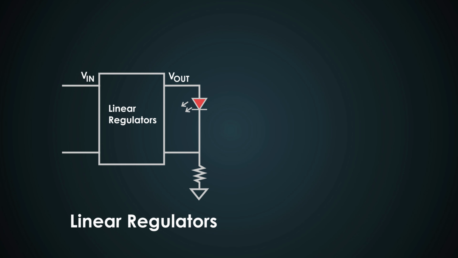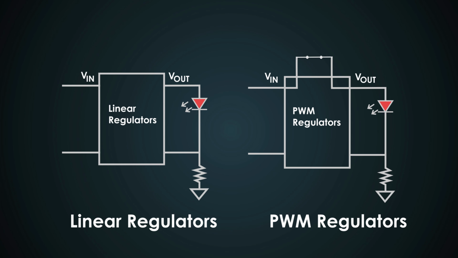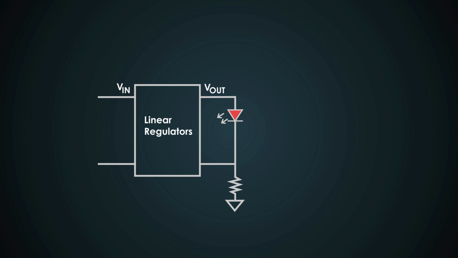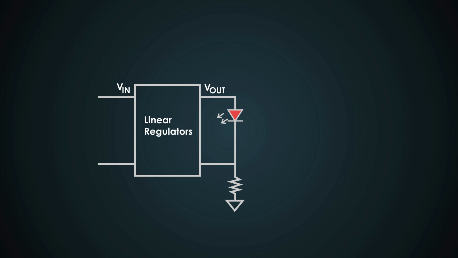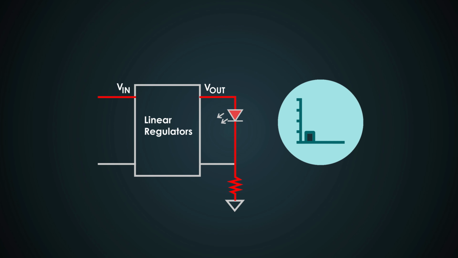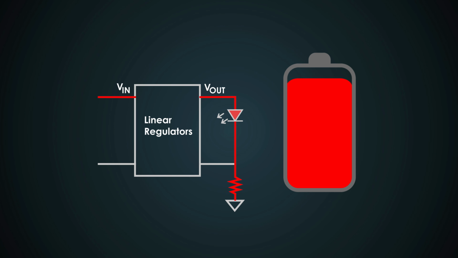Now, let's talk about the different types of LED drivers. There are mainly two types: linear regulators and PWM regulators. A linear regulator is like the slow and steady tortoise. It works by dissipating excess voltage as heat. Linear regulators are simple and provide smooth, steady current, but they are not the most efficient for high power LEDs because they waste a lot of energy as heat.